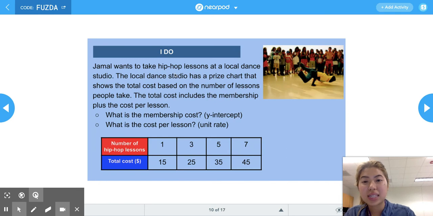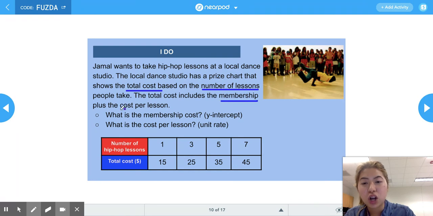So this next one I do is a word problem, but it's essentially the same skill. Jamal wants to take hip hop lessons at a local dance studio. The local dance studio has a price chart that shows the total cost based on the number of lessons people take. The total cost includes the membership plus the cost per lesson. So what is the membership cost? The membership cost is going to be our y-intercept because that's a one-time fee. And then the cost per lesson tells us that that is our slope.